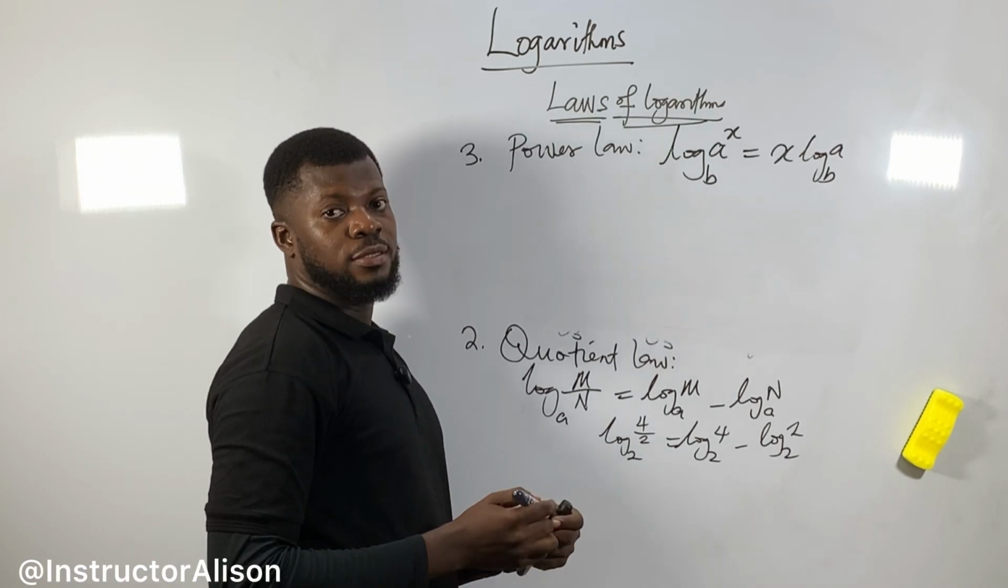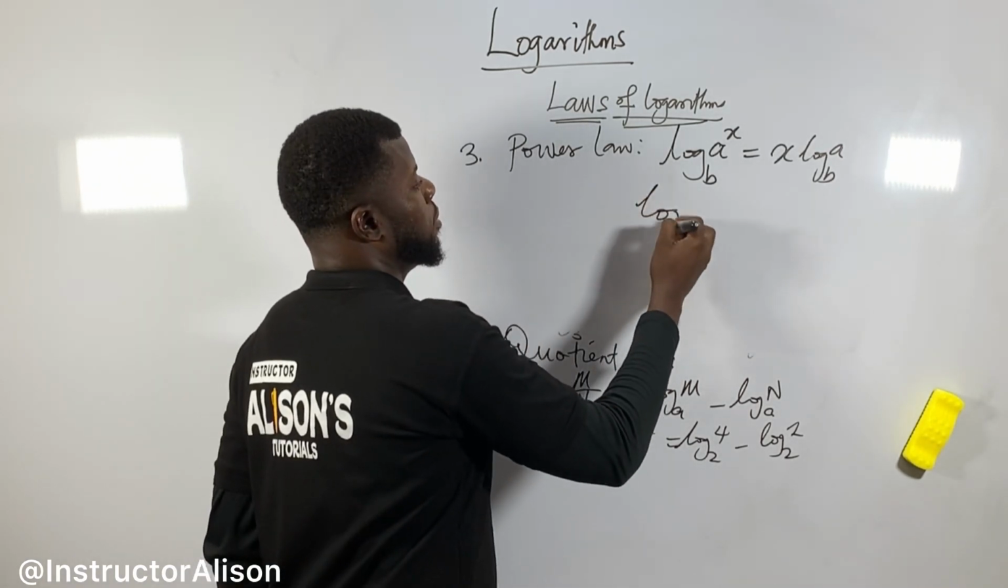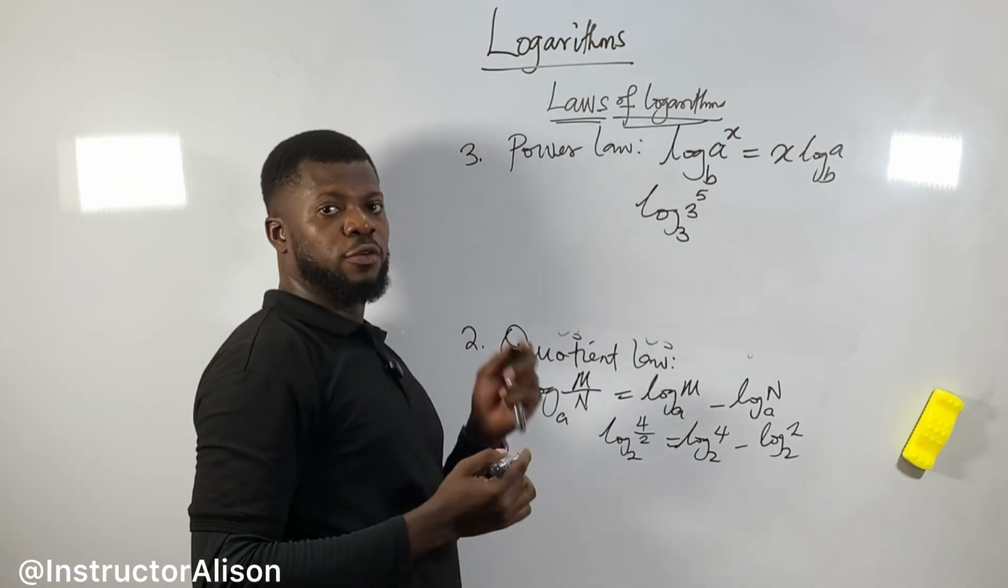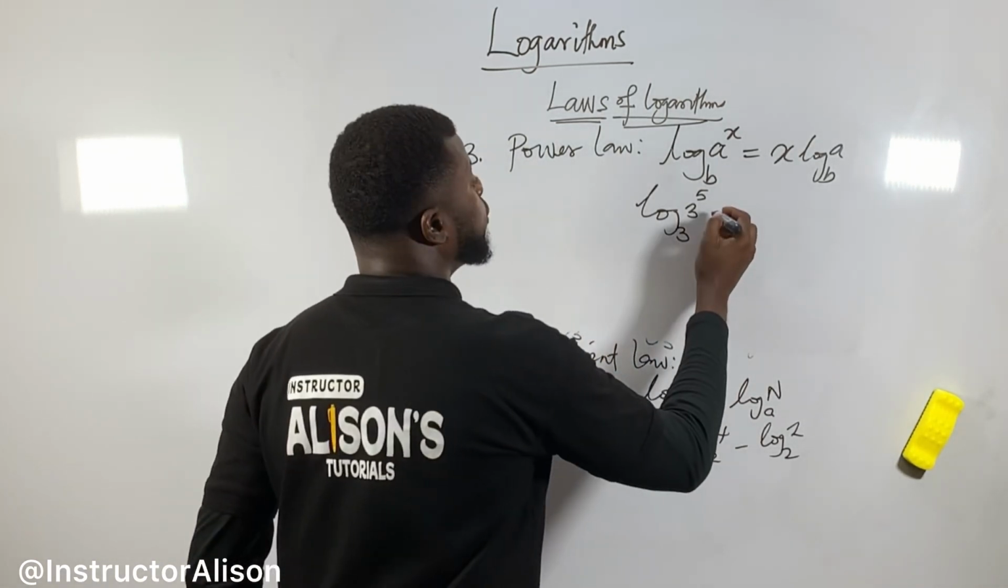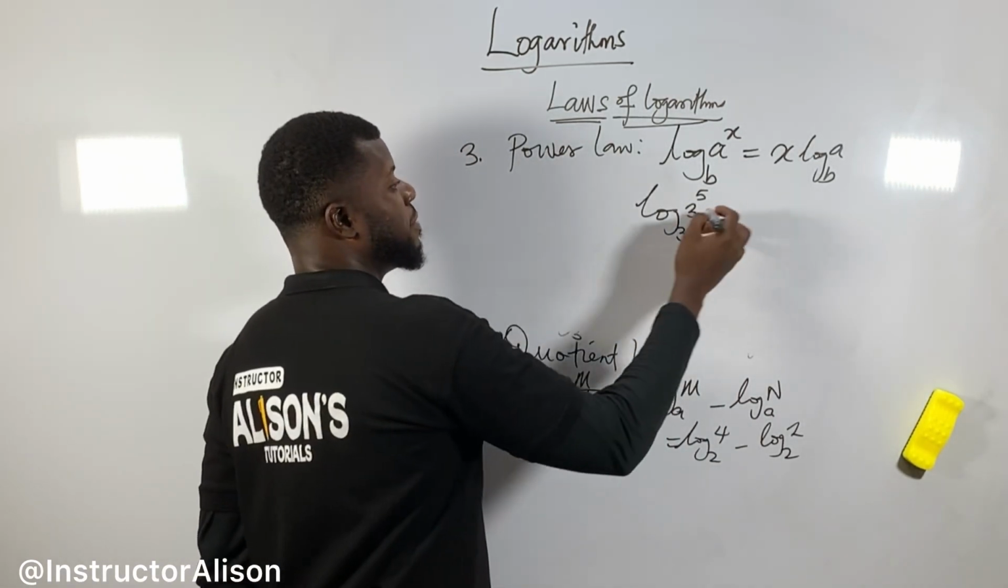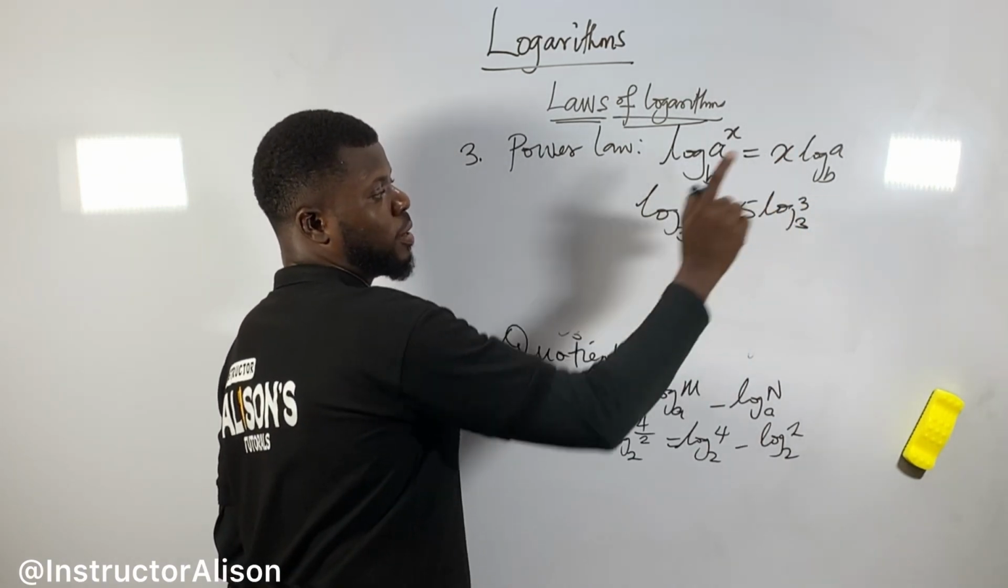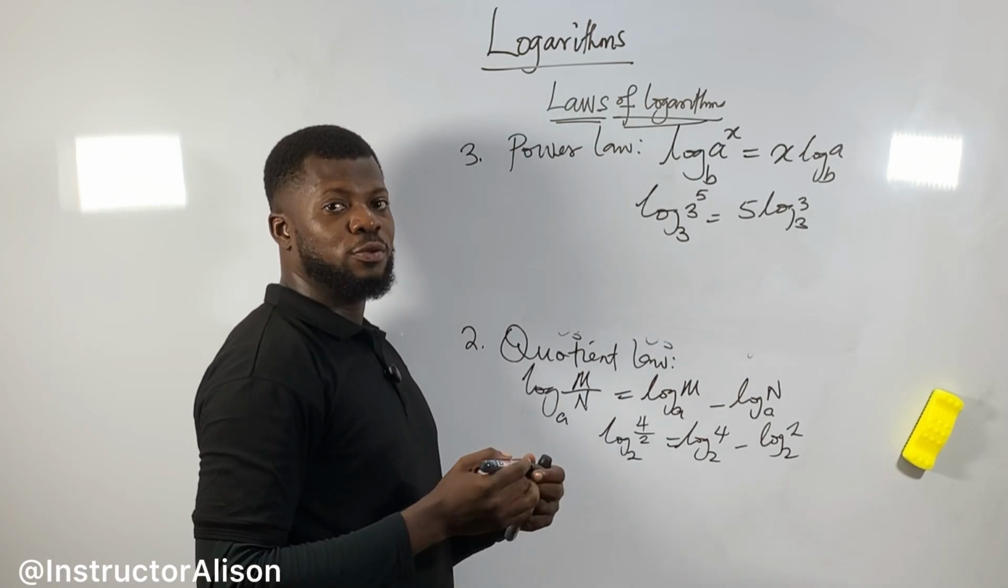Now what do you go do with that? So if I give you log 3 to the power of 5 base 3, say you solve this thing. First thing first, you go say your answer na 5. Carry that 5 come front of logarithm, log 3 base 3. Then we talk about the next thing I want to do now.